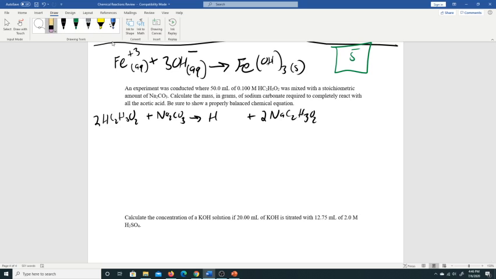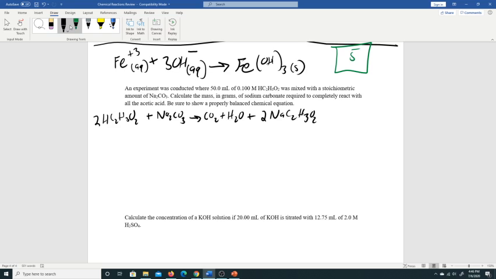So let me erase this. CO2 plus H2O. You should be familiar with the decomposition of carbonates. So this is our balanced equation.